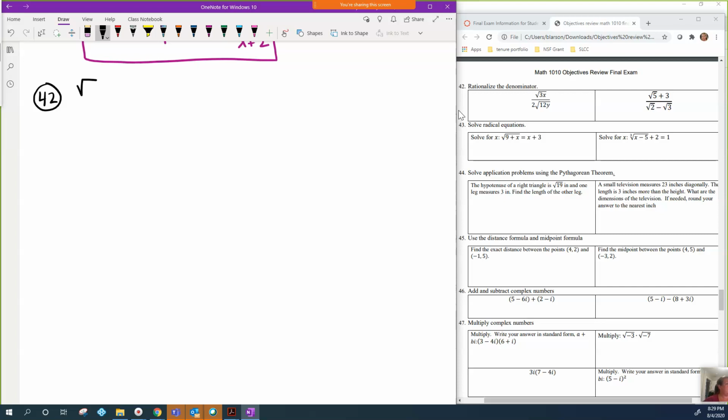So if I do the square root of 5 plus 3 over the square root of 2 minus the square root of 3. All right, so when it says to rationalize this denominator, we're trying to make it so there's no square roots on the bottom. That's what it means when it says to rationalize. And the only way to do that when we have 2 terms on the bottom is to multiply by the conjugate.